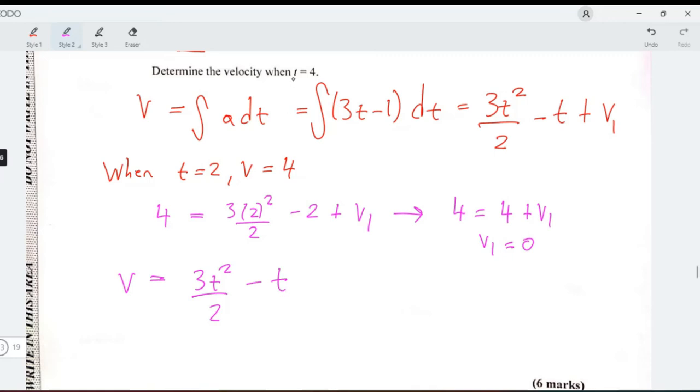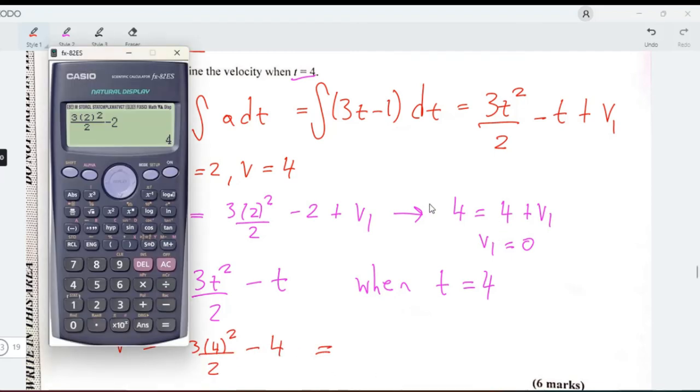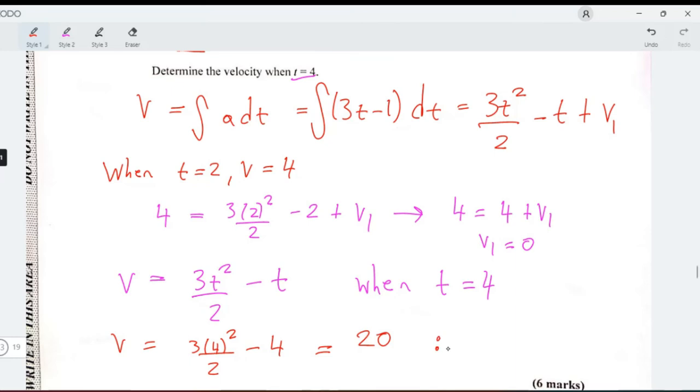We need the velocity when time is 4. But when t is equal to 4, we'll just punch that in the formula now. So the velocity is 3 times 4 squared over 2 minus 4. So put that in the formula now. 3 times 4 squared over 2 minus 4, that's 20. Therefore, the velocity is 20 meters per second. 4 seconds.